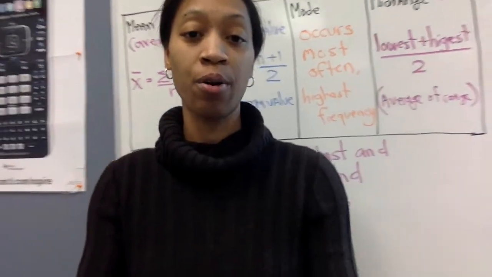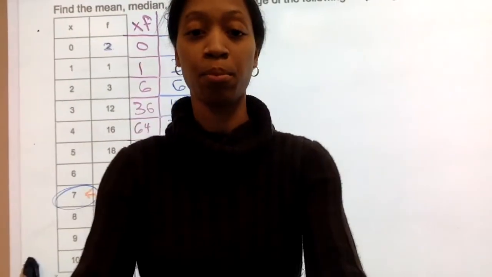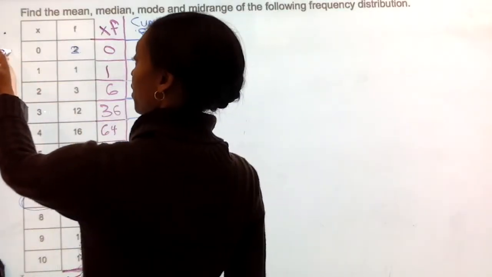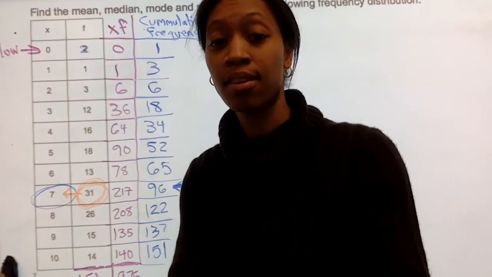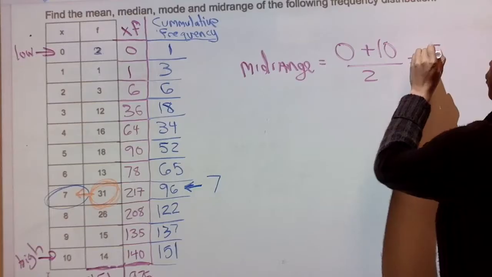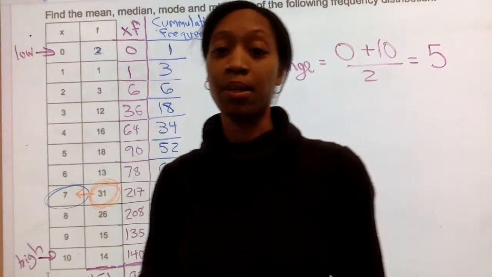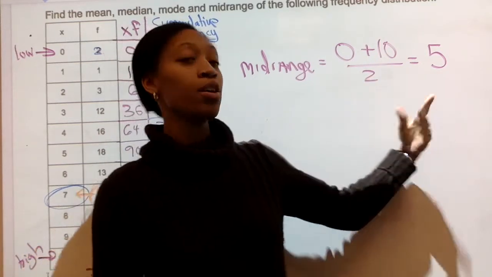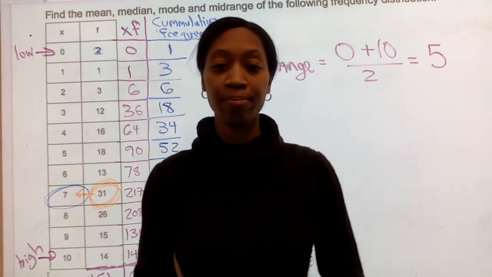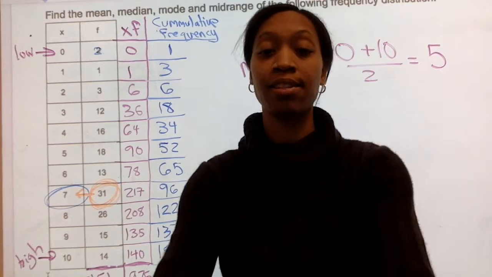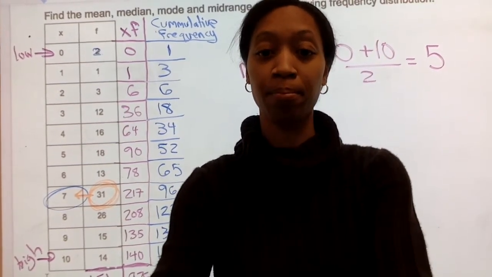Okay, so let's look at our example, and where would our mid-range be? Well, the lowest value that we have is 0, and the highest value that we have is 10. So the mid-range is going to be the lowest 0 plus the highest 10 divided by 2, which gives us 5 for our mid-range. Okay, so that's with frequency distributions. Now let's see if we can find the same information from a histogram.